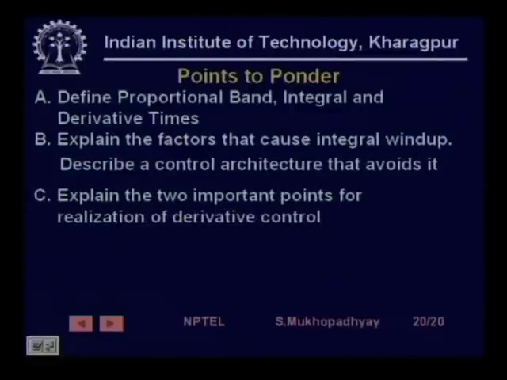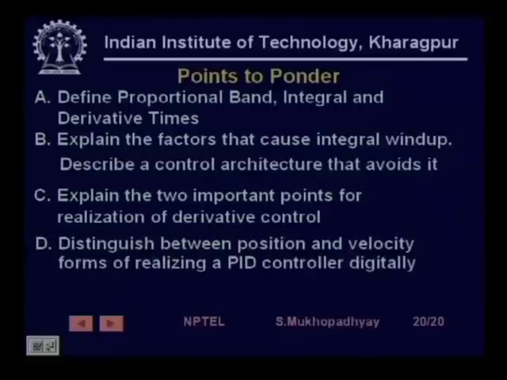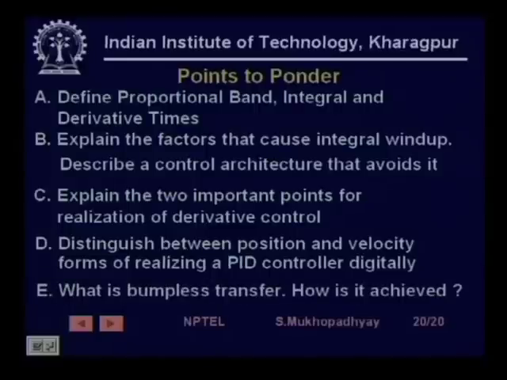And then we have seen that while you are implementing derivative control, you have to take care of 2 points such that you do not add unnecessary disturbances and shocks to the plant. So, what are they? And finally, we have seen that a PID controller may be realized in what is known as the position form and a velocity form. So, you need to think how to distinguish between them, when which one is required, and also what is the bumpless transfer and how it is achieved.